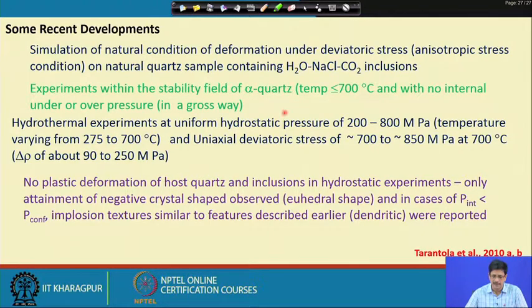And here the experiment was with the objective to study the effect of deviatoric stress, as compared to the previous experiments which were done under hydrostatic stress conditions, to have a better comparison with what happens in nature. So, these experiments were conducted by these authors, simulating deviatoric stress conditions of different extent, and then seeing what happens to the inclusions when they are subjected to such experiments.